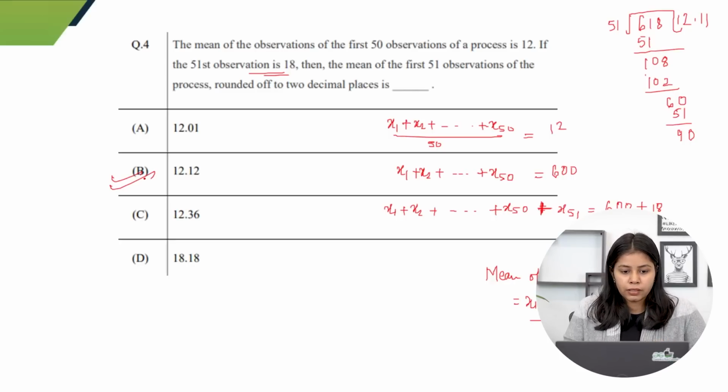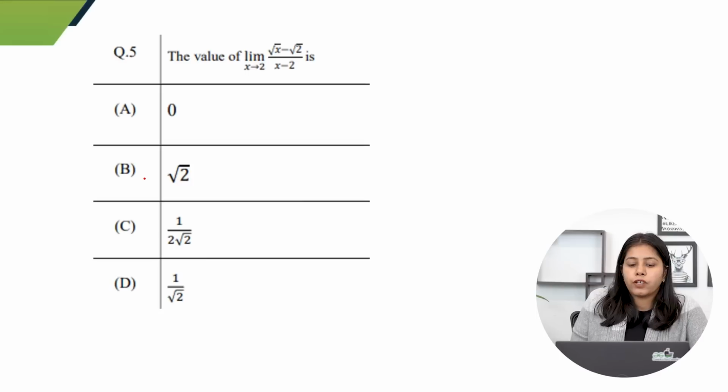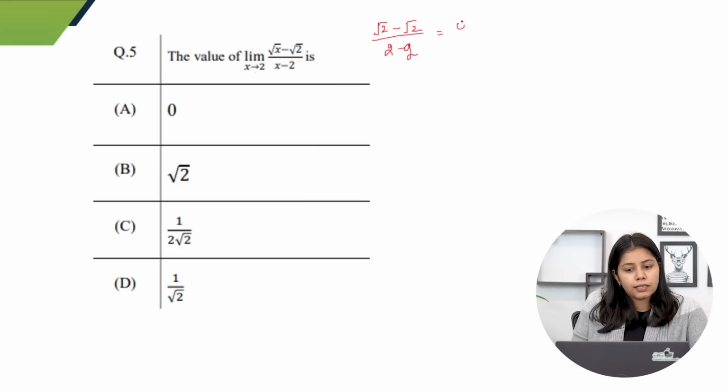You can solve it. Now, next question we have is the value of limit x approaches 2, square root of x minus square root of 2 upon x minus 2. So if you remember, we already have discussed L'Hopital rule, right? Because first of all, if you put x equals 2 in this limit, what would you get? You would get square root 2 minus square root 2 upon 2 minus 2. That would give me 0 by 0 form.